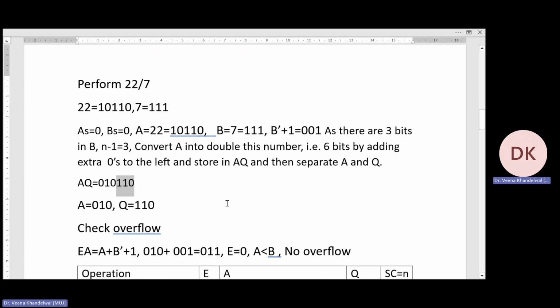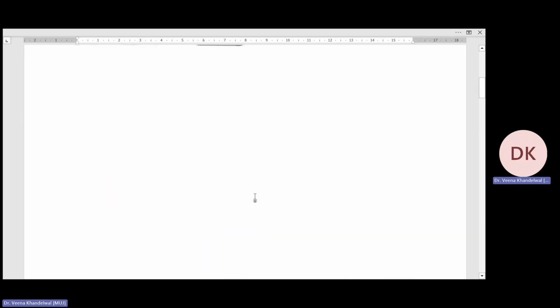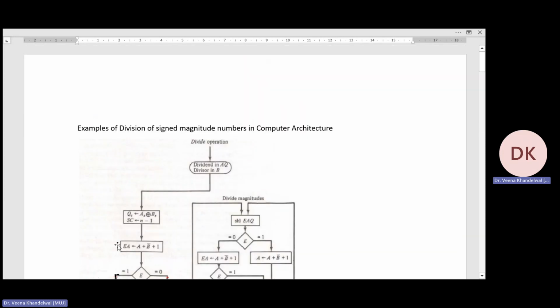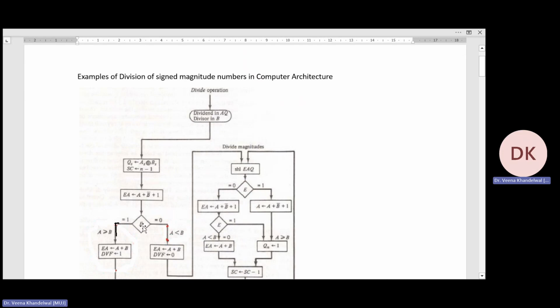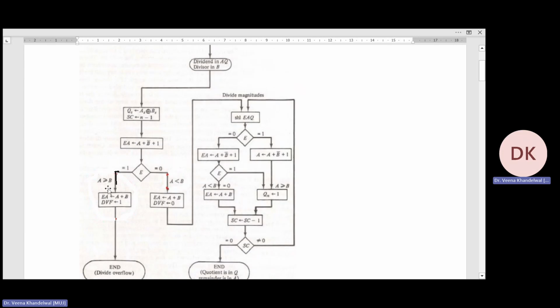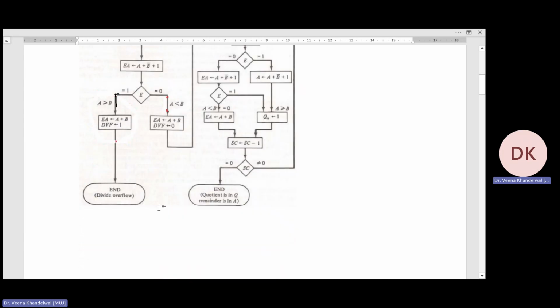Now before performing division, first we will check overflow. And for overflow, what was the condition? The condition was that EA is equal to A plus B complement plus 1. So we have completed this: we have stored the dividend in AQ and the divisor in B, we have computed the sign, and we have computed SC equal to n minus 1, which was 3 in our case. Now we compute EA is equal to A plus B complement plus 1 to check whether there is an overflow. If E is equal to 1, then there is overflow, as shown here. And if E is equal to 0, there is no overflow.